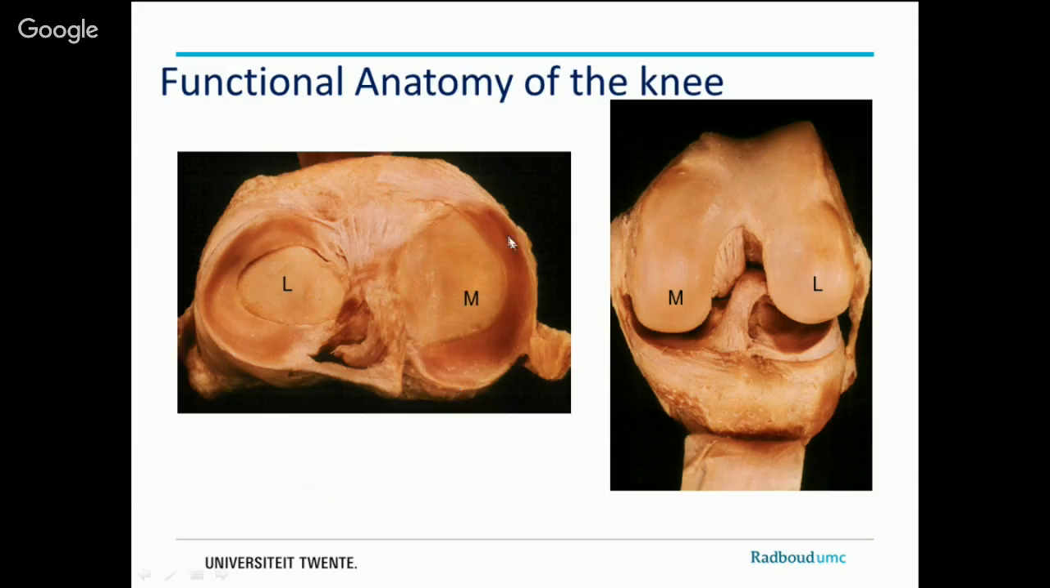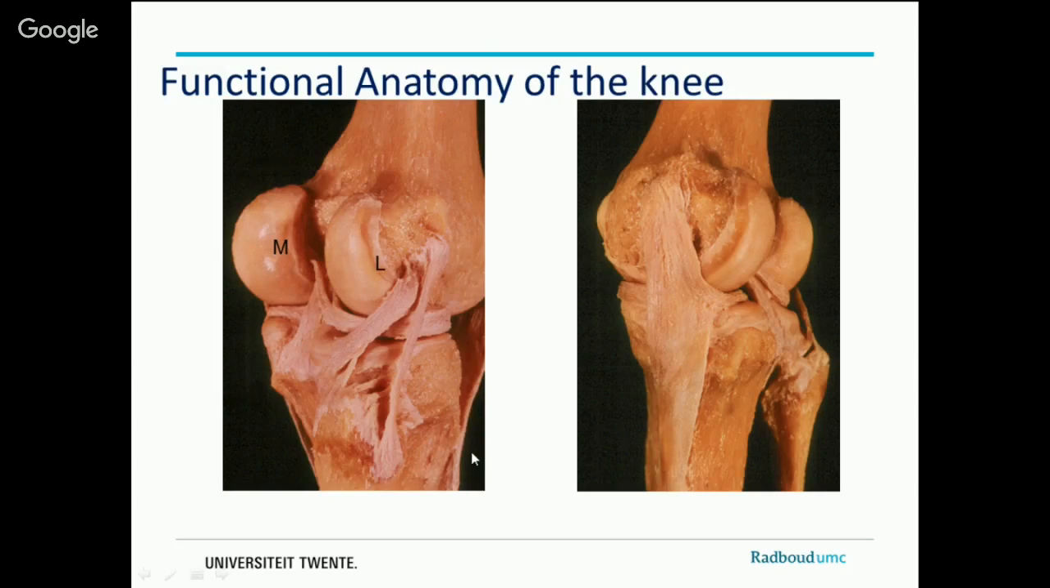So again, this is the medial meniscus. This is the top view on the tibia. Medial meniscus and the lateral meniscus. And this is where the ACL connects, and it's going to be connected here, on the lateral side. Here you can see the lateral meniscus. We'll talk tomorrow about menisci.